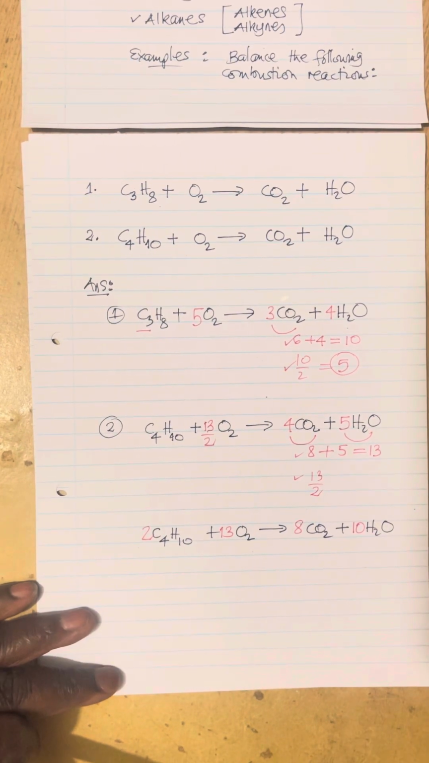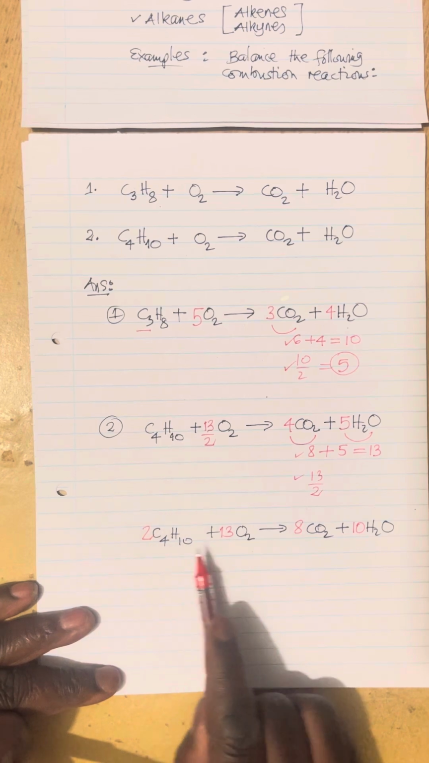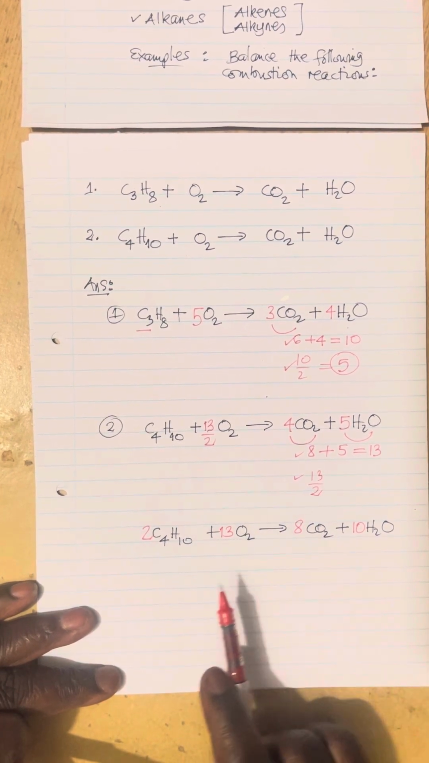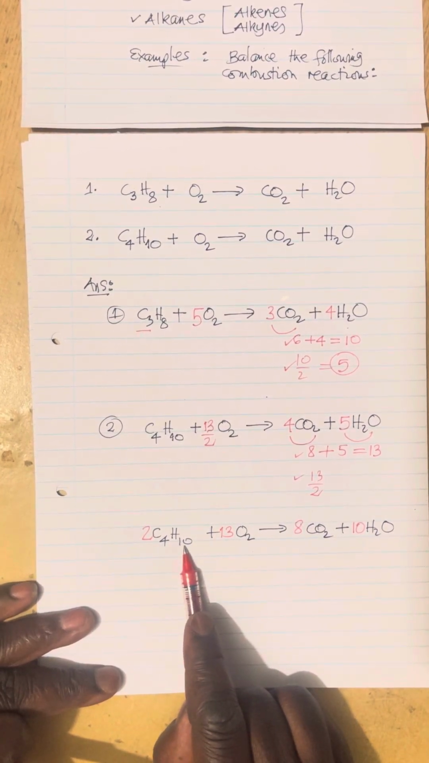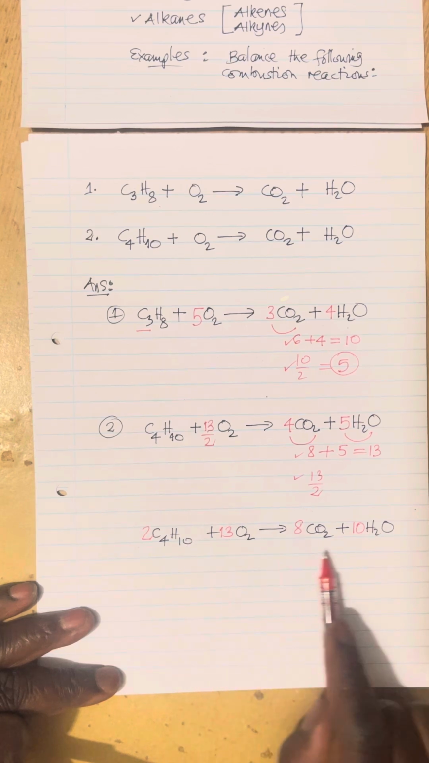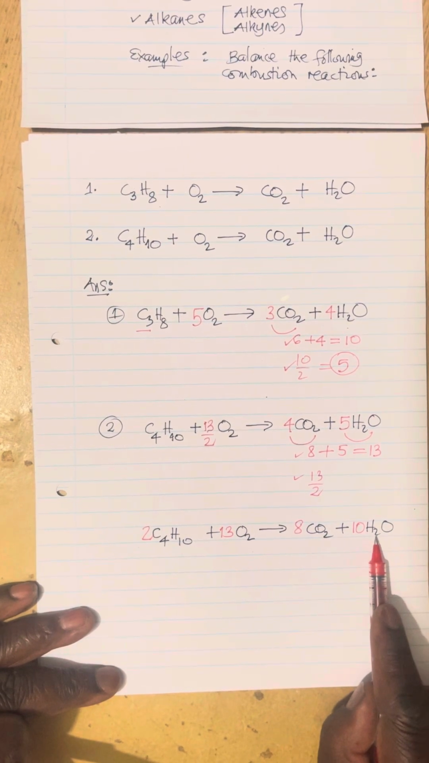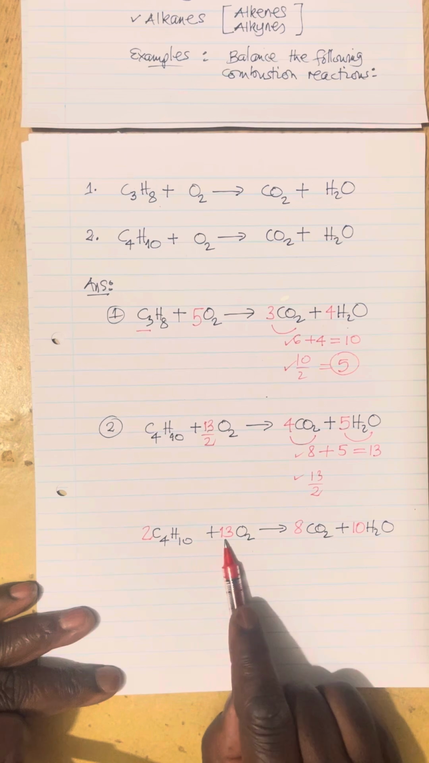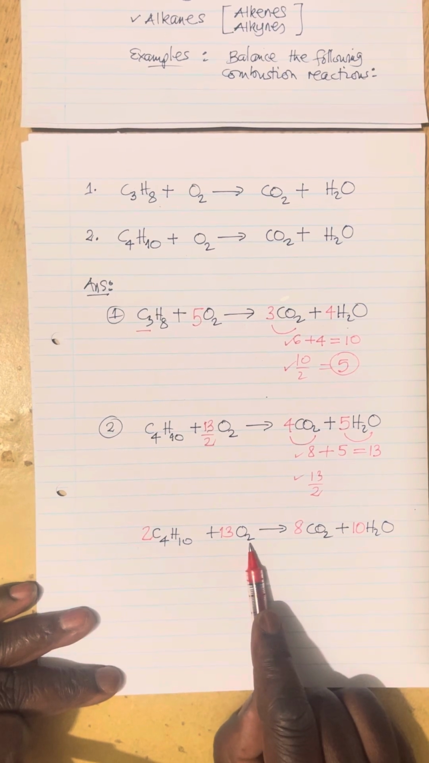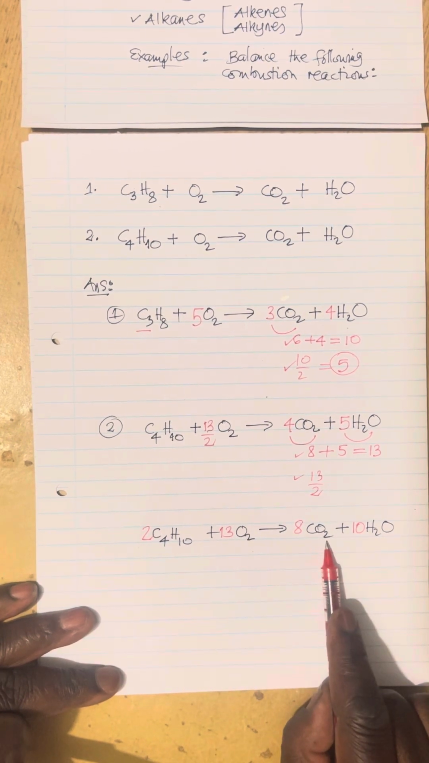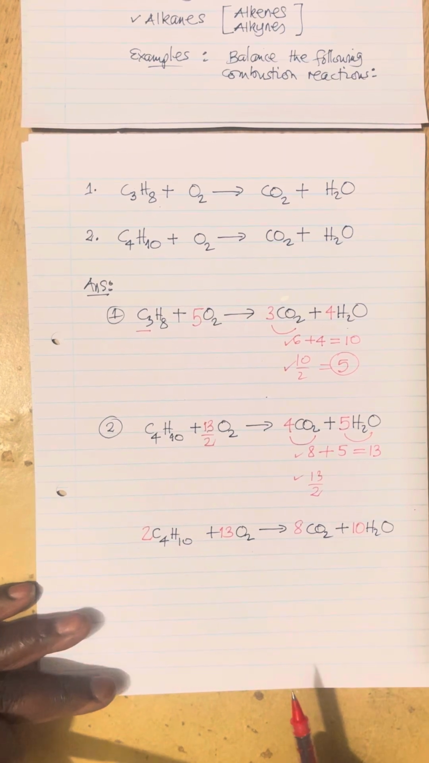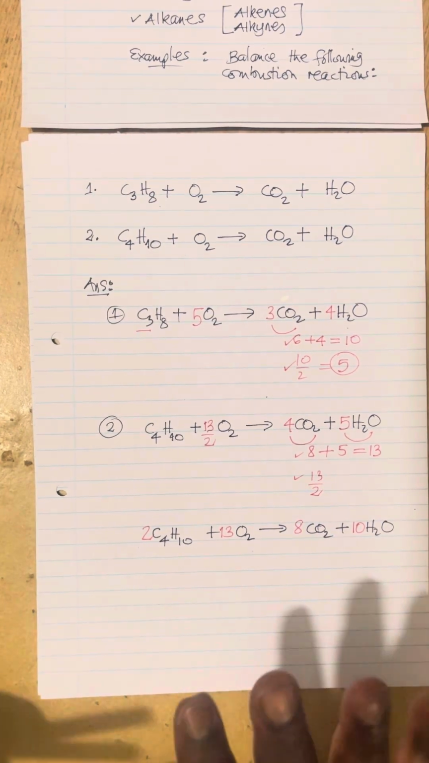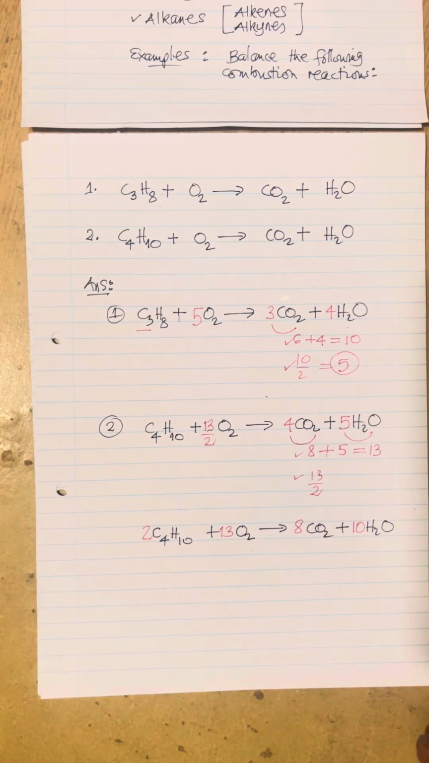Let's see if this equation is truly balanced. We have 8 carbons there. There is 8 carbons. We have 20 hydrogens. Remember, 2 times 10, that's 20 hydrogens. And here 10 times 2 is 20 hydrogens. Let's go to oxygens. 26 oxygens here. 13 times 2 is 26. 8 times 2 is 16, plus 10, 26. The equation is balanced. So this understanding is applied for alkenes and alkynes as well.